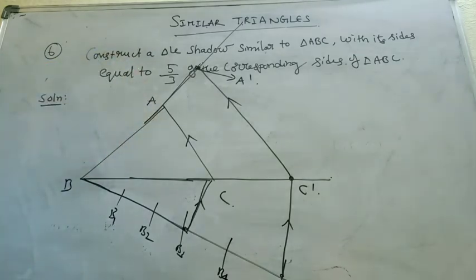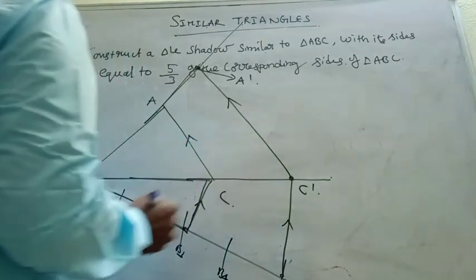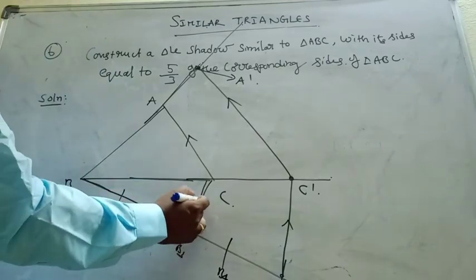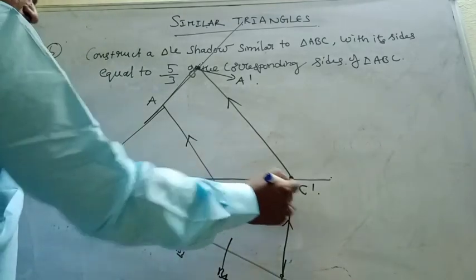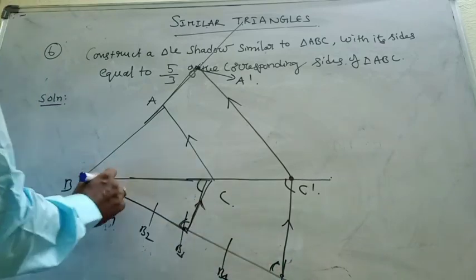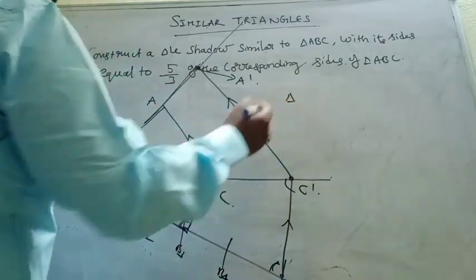That we can easily verify, my dear students. You see here, when we said that these two are parallel, this angle is equal to this angle and this angle is equal to this angle. That means triangle, right?